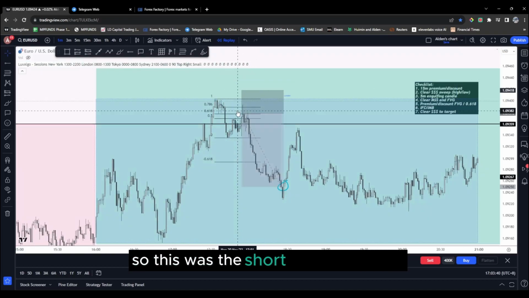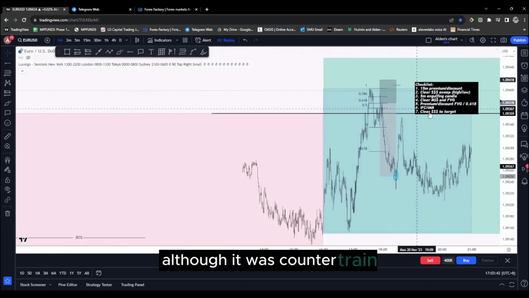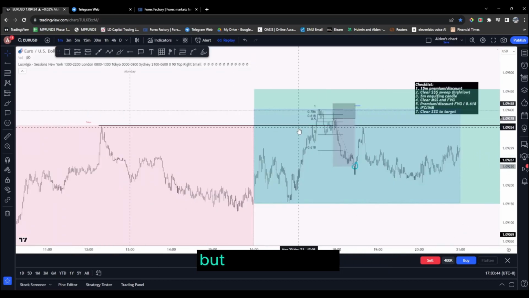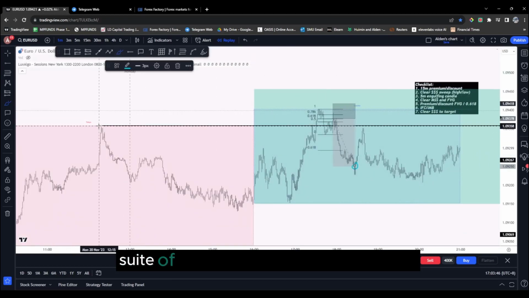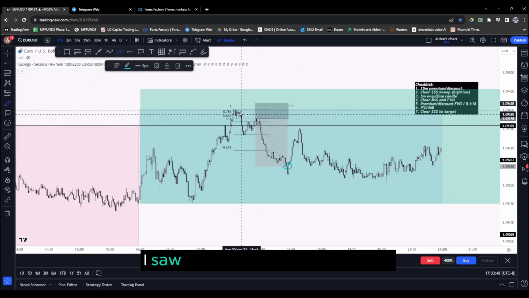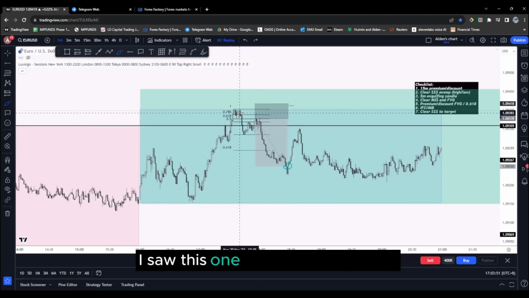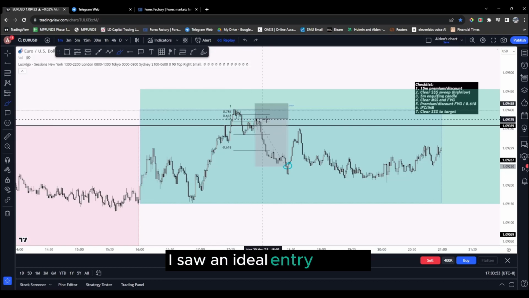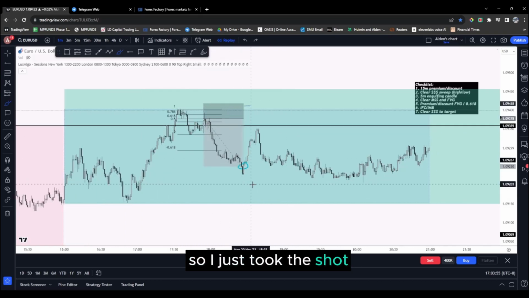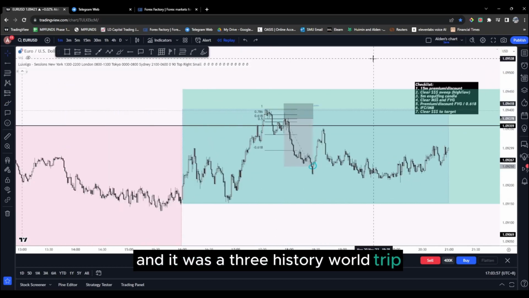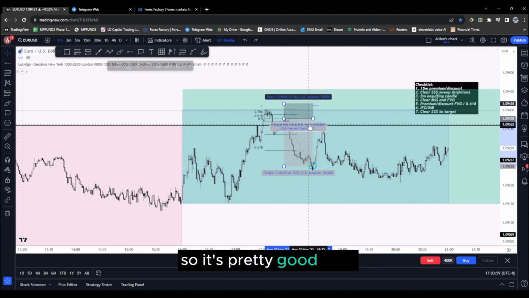So this was the short trade that I took, although it was counter trend to the high time frame bias. But I saw the huge sweep of liquidity of the Asian high. I saw the 5-minute bearish engulfing. I saw this 1-minute displacement. I saw an ideal entry to take, so I just took the short, and it was a 3 risk to reward trade. So it's pretty good, right?